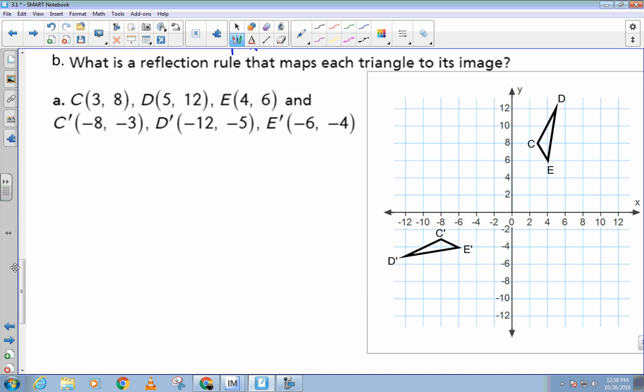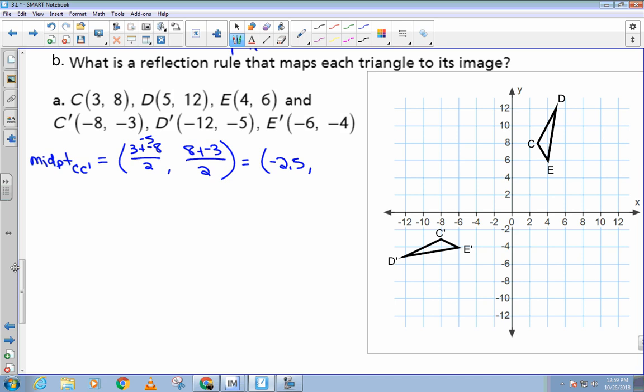Okay? All right. So we're going to start again with finding the midpoint. Because again, you've got to find the midpoint between, like, C and C prime and D and D prime. Okay? All right. So midpoint between C and C prime. Remember, you add your x's together. So that's 3 plus a negative 8 divided by 2, and 8 plus a negative 3 divided by 2. 3 plus a negative 8 is a negative 5. Negative 5 divided by 2 is negative 2.5.